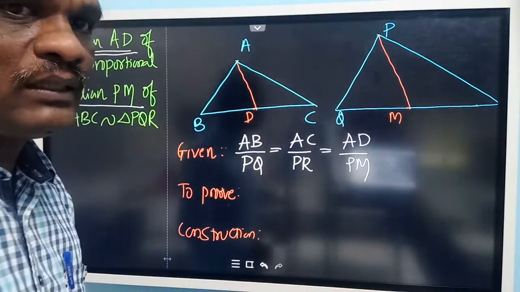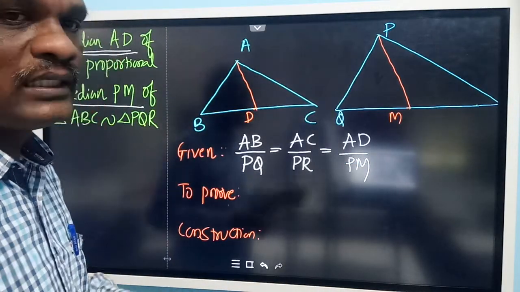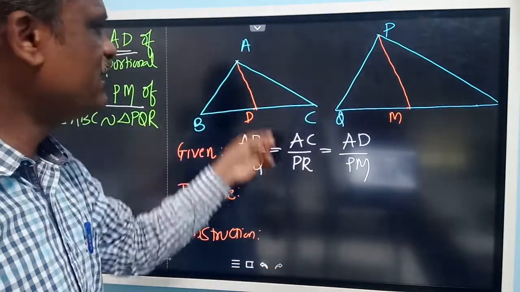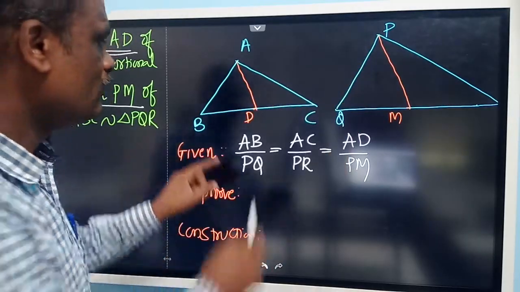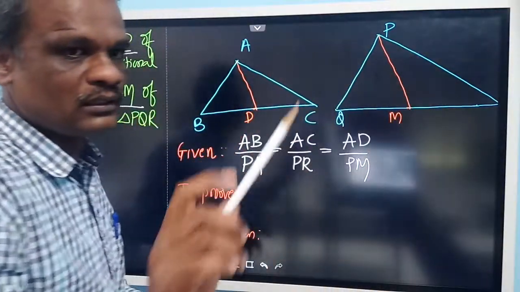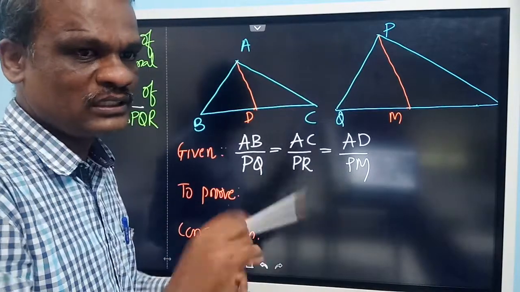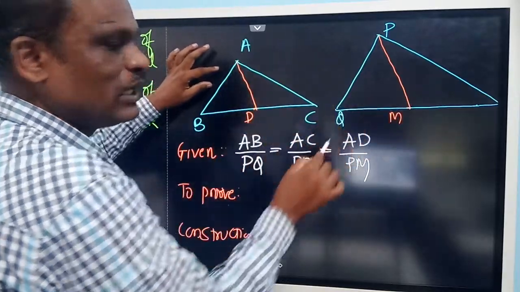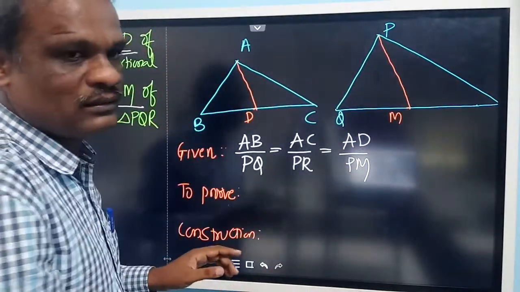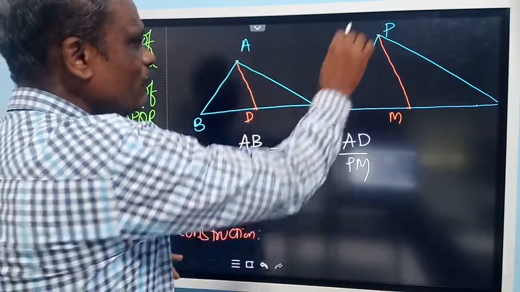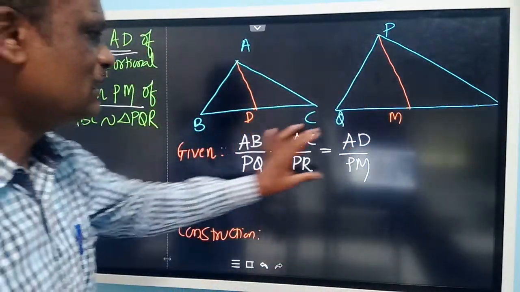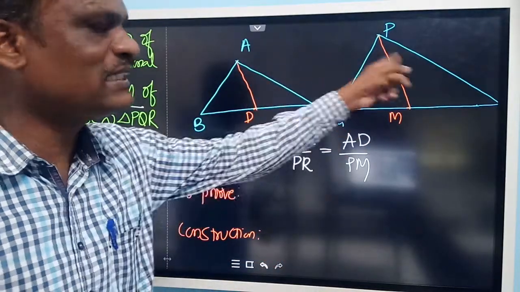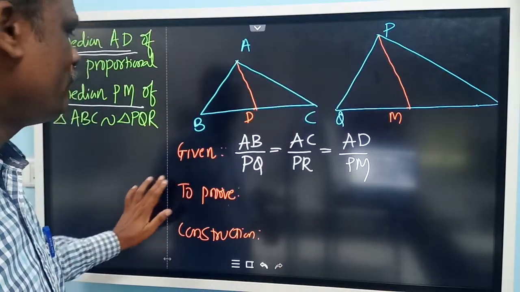You understand the difference between the previous question number 12 and this one? In question number 12, it was given AB by PQ, BC by QR was given. Median was like this only. Now instead of BC, they changed it to AC. AB by PQ, there it was BC by QR, now it is AC by PR, equal to AD by PM. First and last same, but the second is changed now.